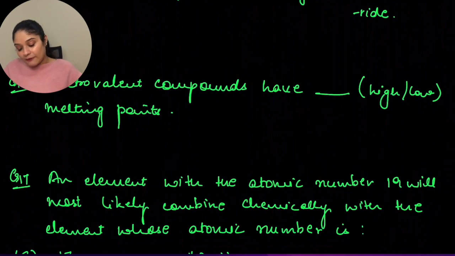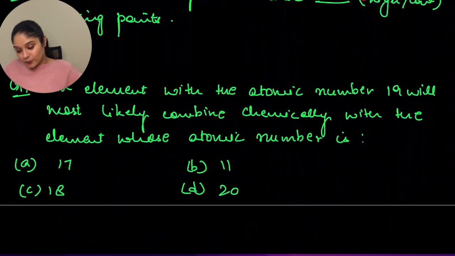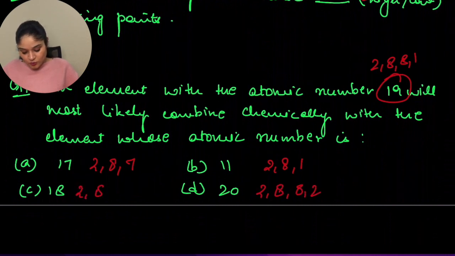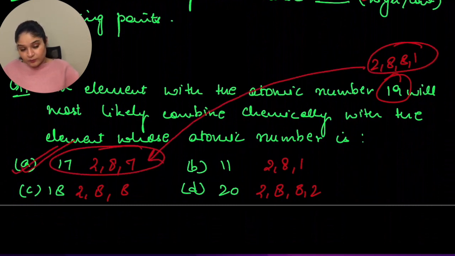Electrovalent compounds have high melting and boiling points. The next is an element with the atomic number 19. So atomic number 19 means 2, 8, 8, 1. It will most likely combine chemically with the element whose atomic number is dash. So you need to combine it with an element which has at least 7 electrons in the outermost shell. So this will be 2, 8, 7, this will be 2, 8, 1, this will be 2, 8, 8, 2, then this will be 2, 8, 8. So it has the highest tendency to combine with this one. So your answer should be A.